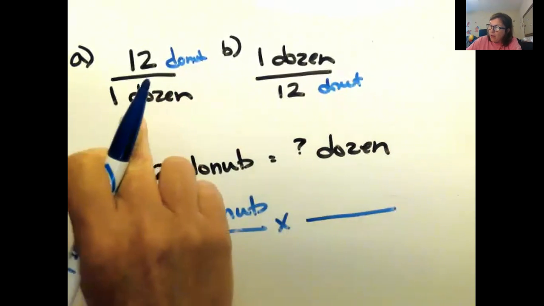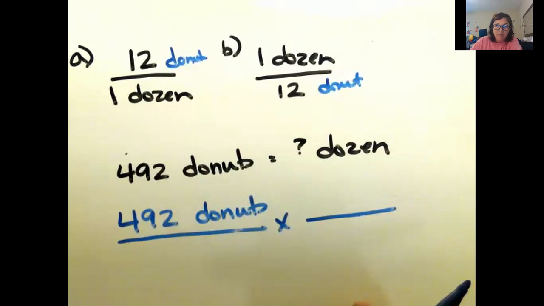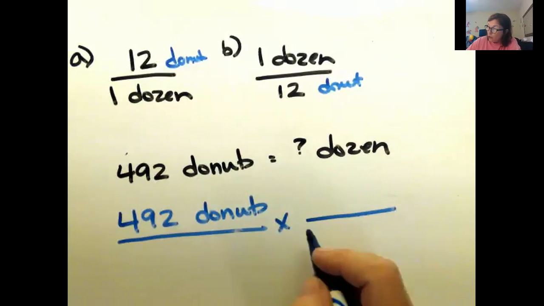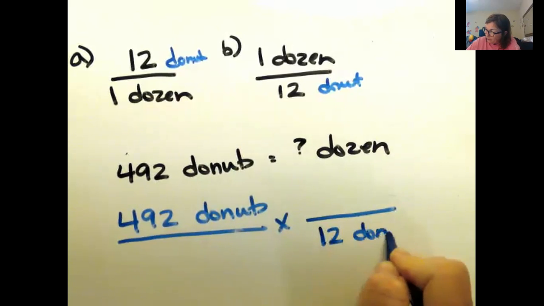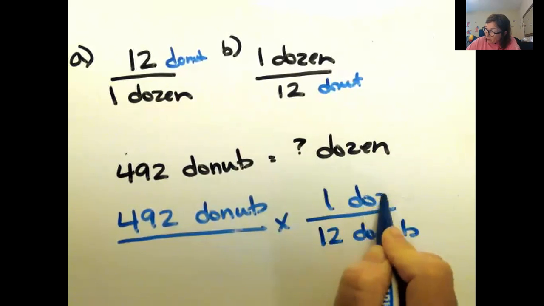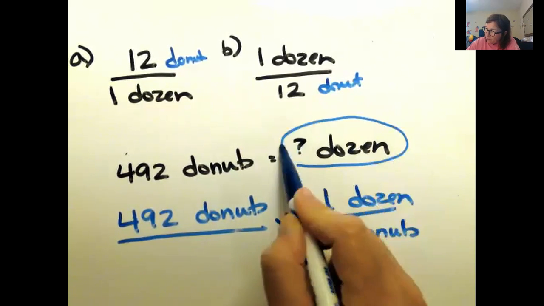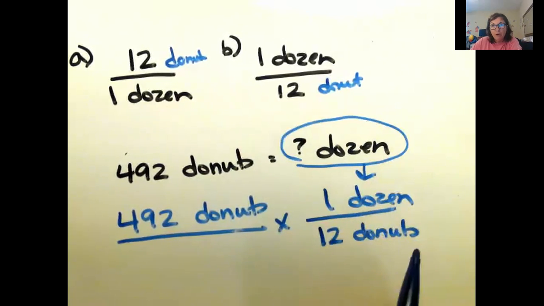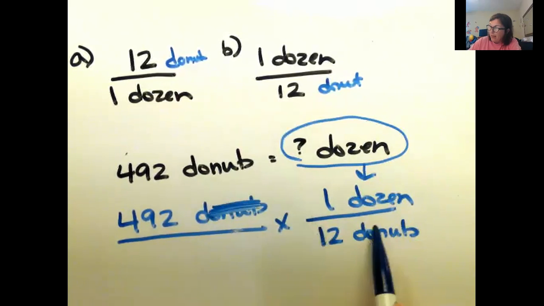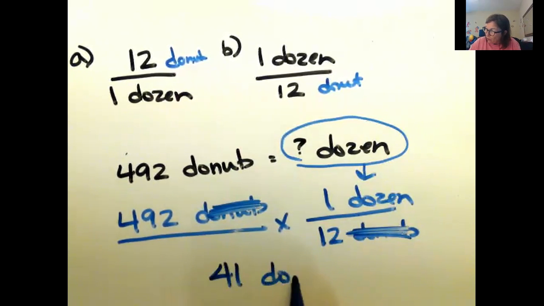So am I going to use A or B to figure out how many dozen it'll be? Well, of course, I'm going to use B. So I'm going to say 12 donuts equals 1 dozen. Because see how we're looking for dozen? That should always be what's on top. Whatever you're looking for must be the last thing on top. That way this donut can cancel that donut out. And so I take 492 divided by 12, and I would have 41 dozen donuts. Yummy, yum, yum, yum. Okay? So that's basically what we're looking at.